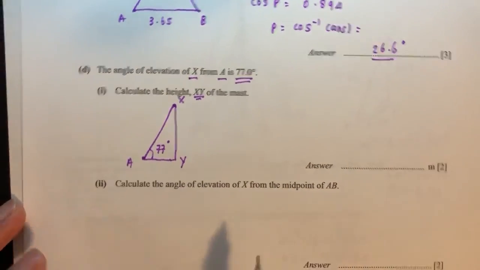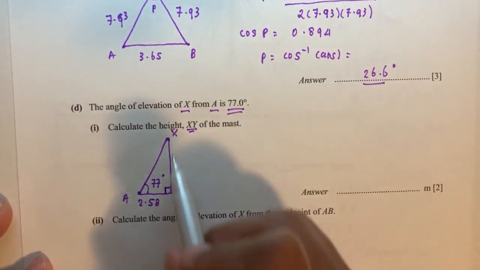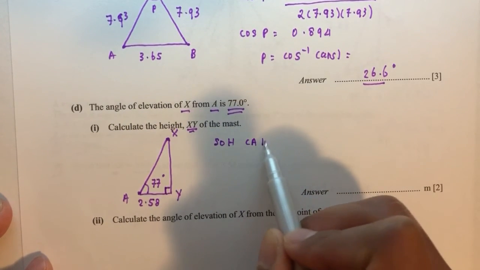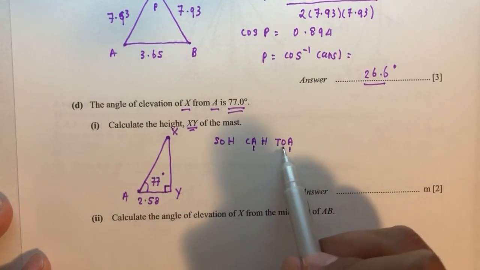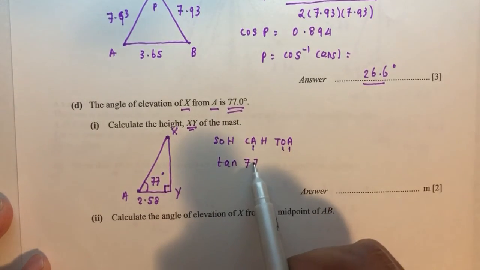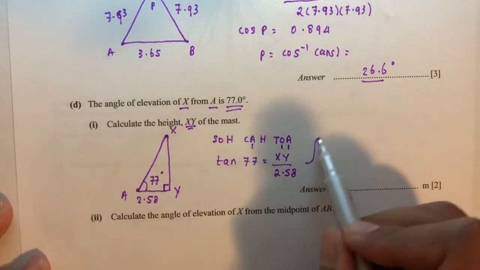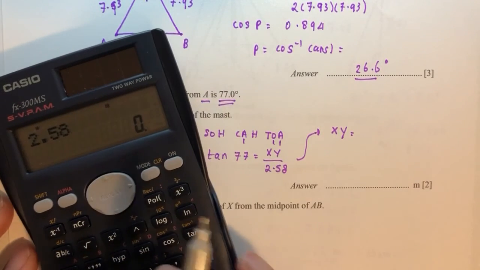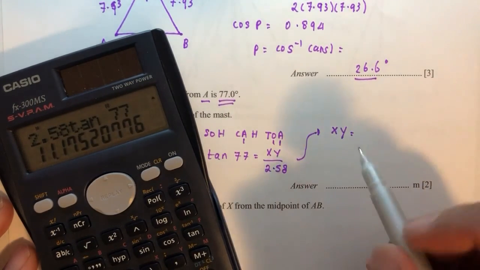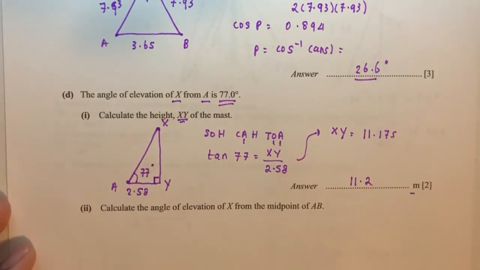So you know the side AY already. AY equals, we have found this here, 2.58, and this is a right angle. How do you find this length? You have to use SOHCAHTOA. So we know the adjacent side, we need to find the opposite side, so we have to use tan. So tan of 77 equals XY divided by this. So XY equals 2.58 times tan 77, that will be 11.175, that will be 11.2 meters, correct to 3 SF.